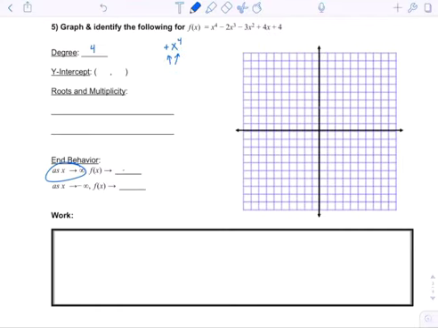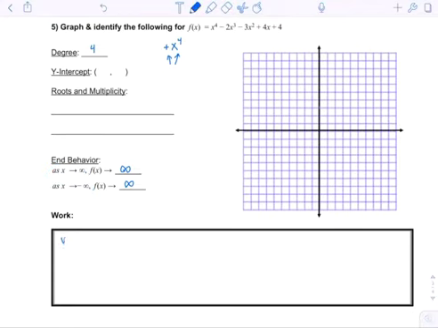So that means approaching infinity. As x approaches negative infinity, which is approaching to the left, then your f of x is approaching upwards, which is positive infinity.